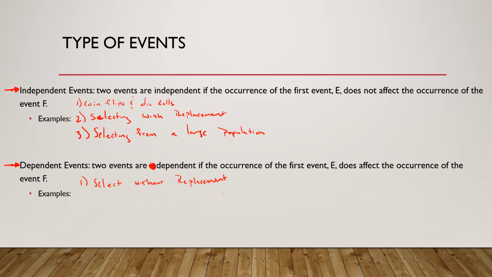Also, very similar here, it's selecting from a small population. What we're going to focus on today is independent events, and next class we're going to get to dependent events.